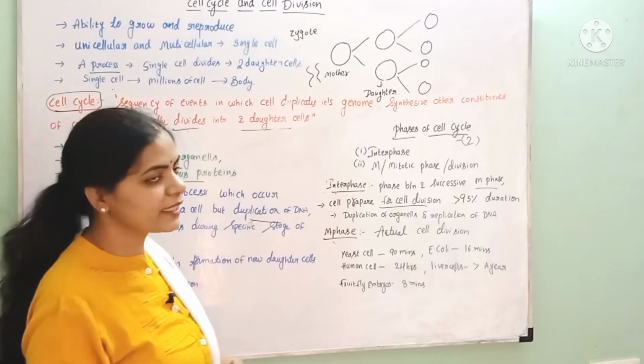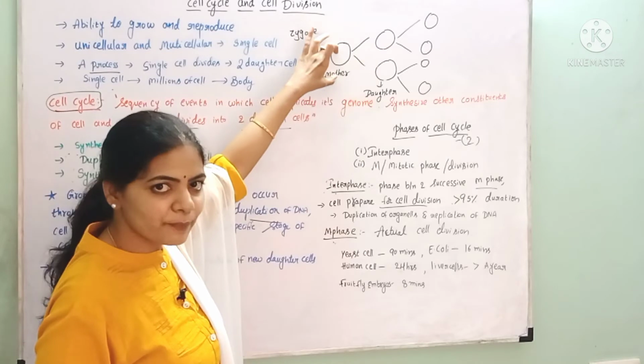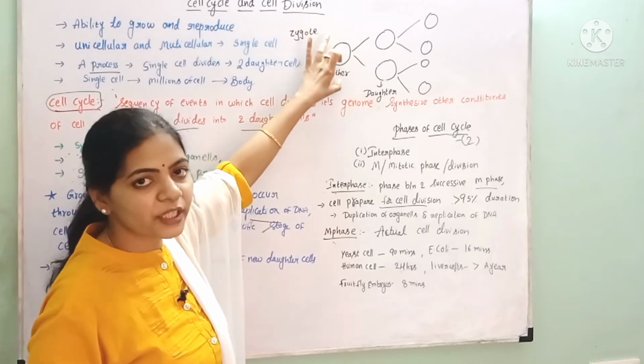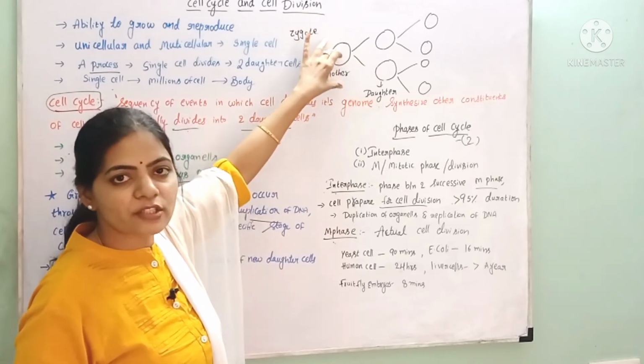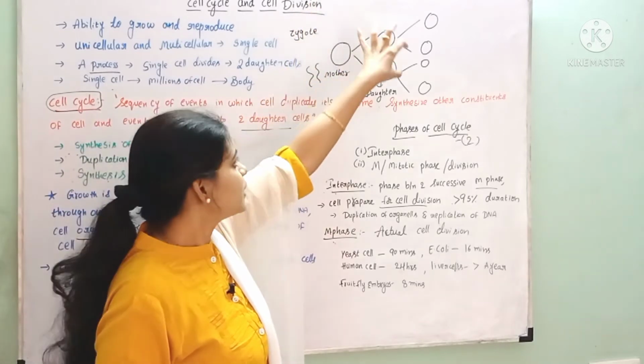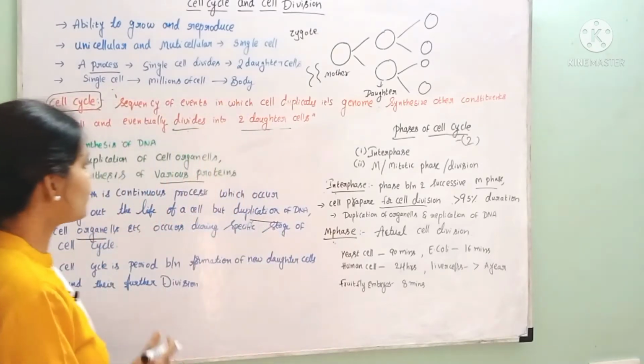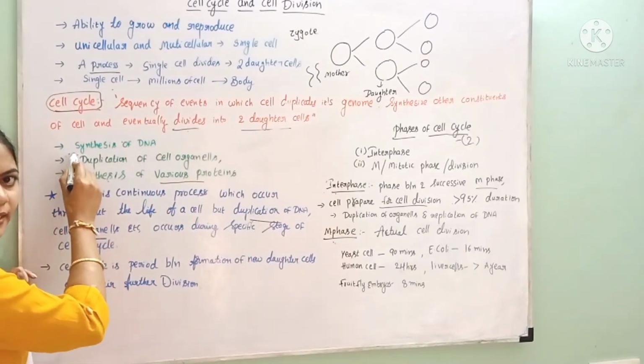What is meant by cell cycle? There are several sequential steps that take place in the cell before division. There is duplication of the genome, duplication of the cell organelles, and finally the cell divides into two daughter cells. This total process we call a cell cycle. So what are the steps that take place? Synthesis of DNA takes place.